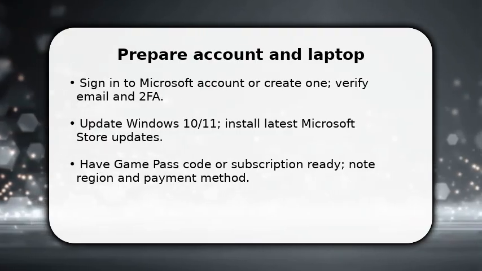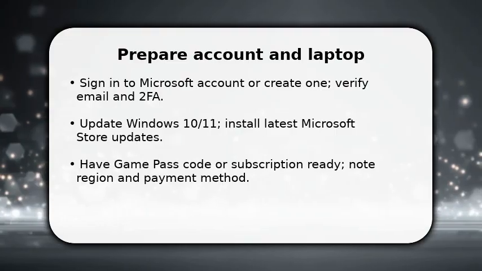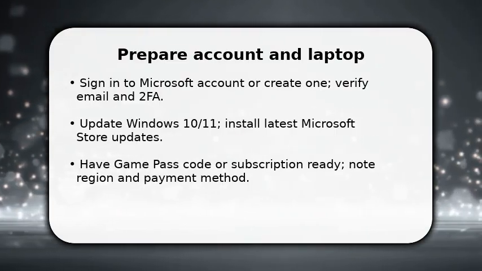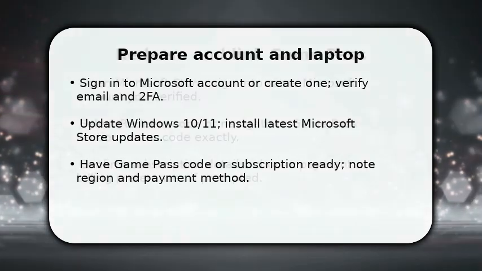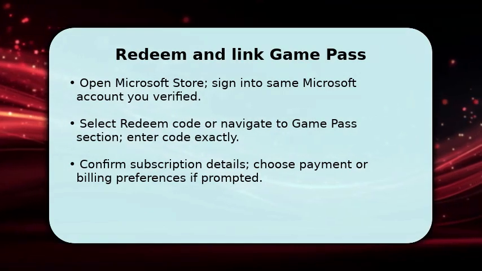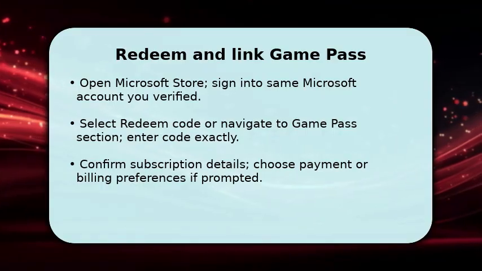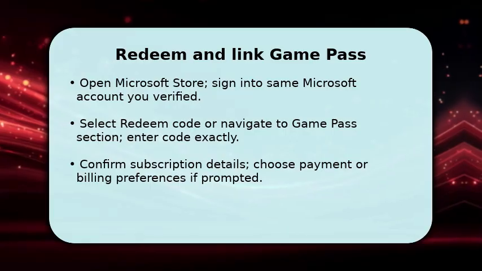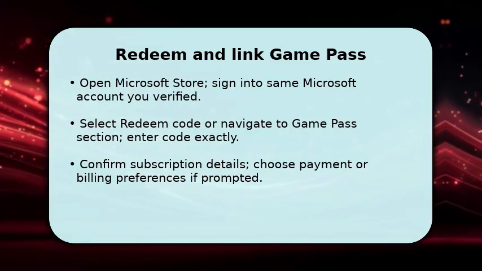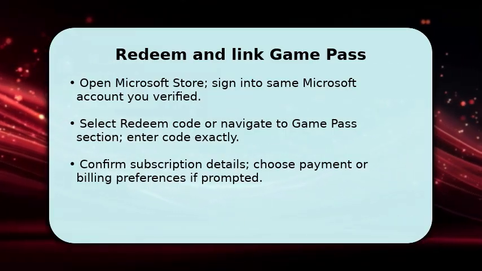Make sure you have your game passcode, redemption email, or active subscription information at hand, because you'll need it in the next steps. To link the pass to your profile, now redeem your pass and link it to the account you prepared. Open Microsoft Store, confirm you're signed in to the same account, then select the menu and choose Redeem a Code or visit the Xbox Game Pass page.